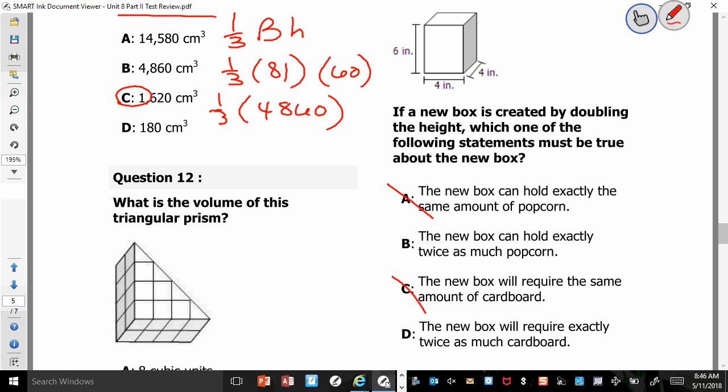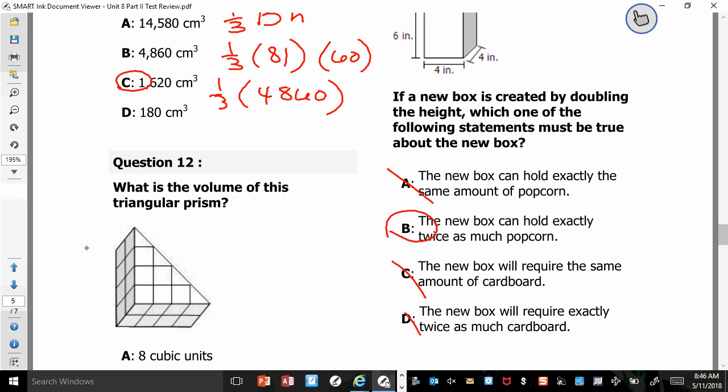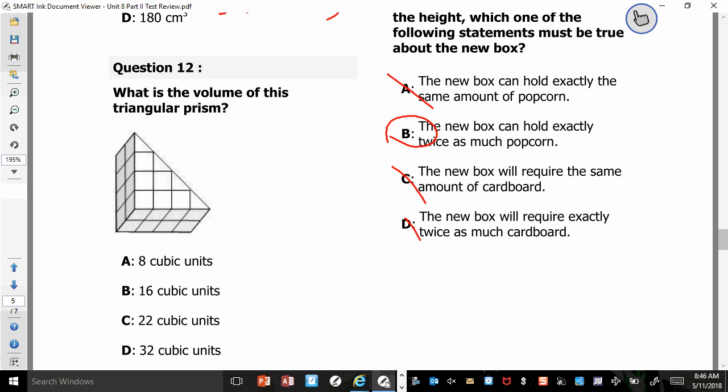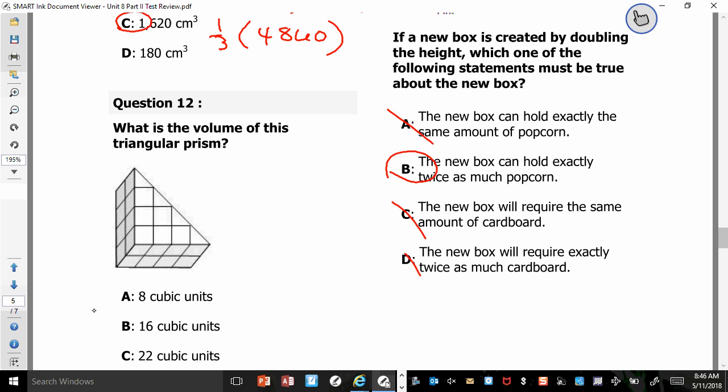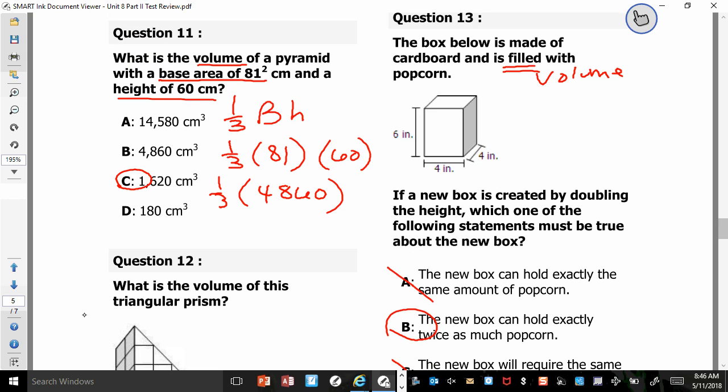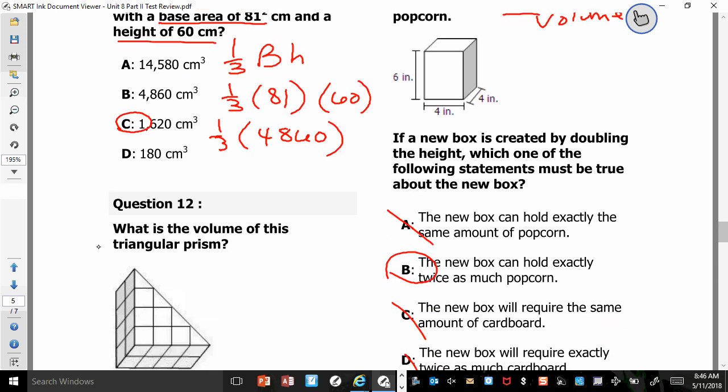That would be surface area. So remember, it's twice. We're doubling the what? Height, so it'll hold twice as much. Get that? Twice as much. Okay. Requires exactly twice as much cardboard, surface area? Which is not. Oh, we're talking about volume. It's volume, yeah. Right, because it says filled with popcorn.